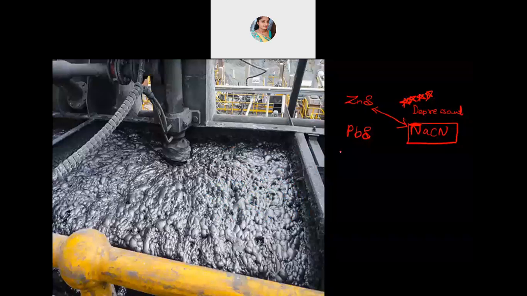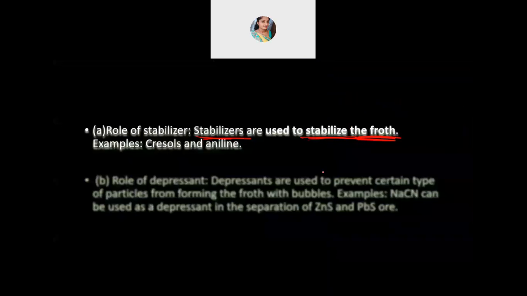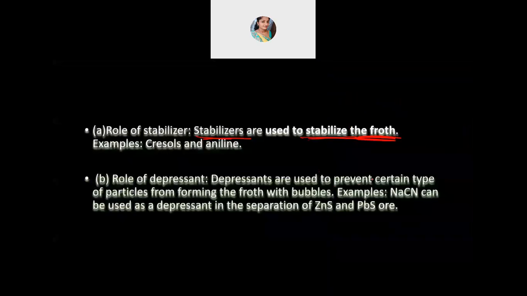The role of the stabilizer here: the stabilizer's function is to stabilize the froth, because sulfide sol is not very stable, they are lyophobic in nature, so you need a stabilizer. And the depressant's function is to prevent the particles from forming the froth. So the example over here was NaCN which we have taken.